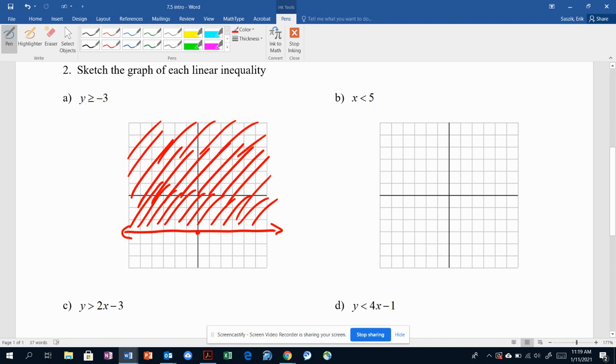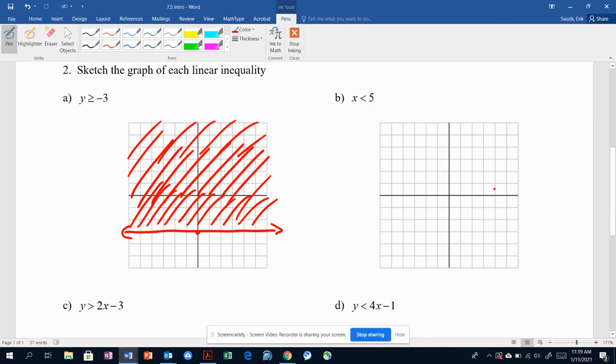So the line is solid because of this line underneath, the or equal to. Anything on that line is equal to -3, so it's good. Anything above the line is good. Anything below is no good. Now let's do this one.